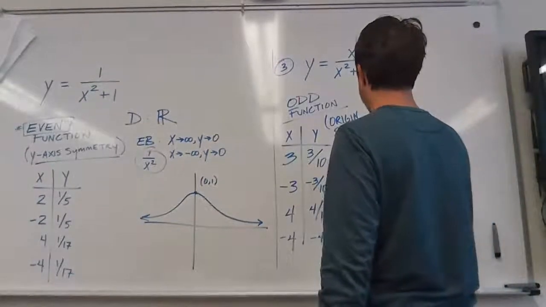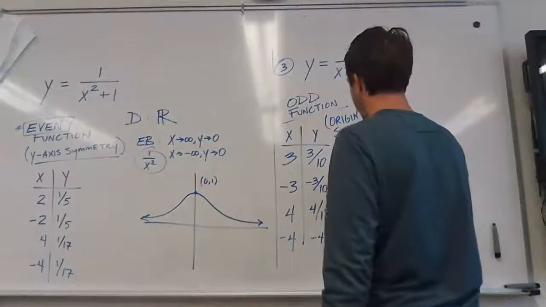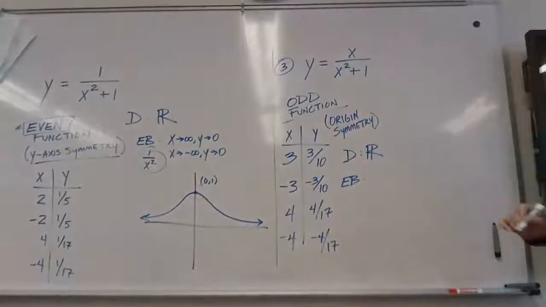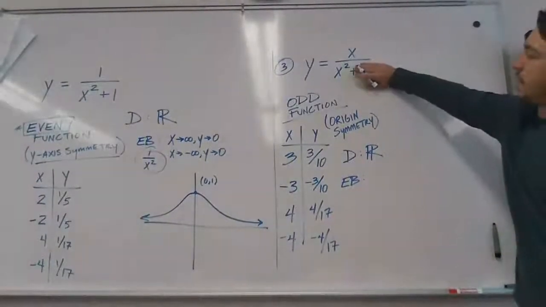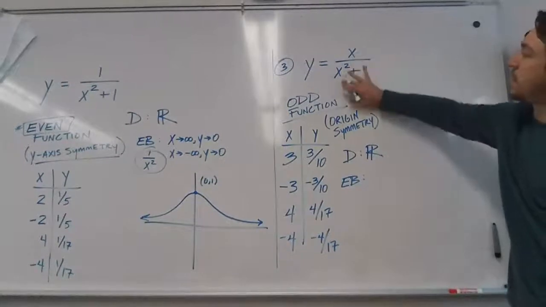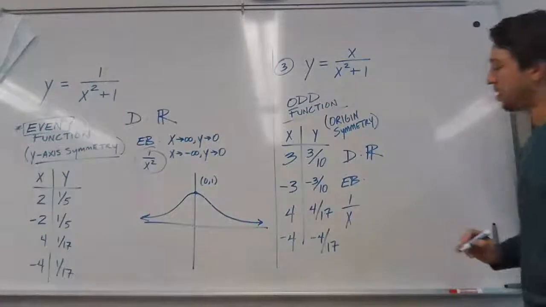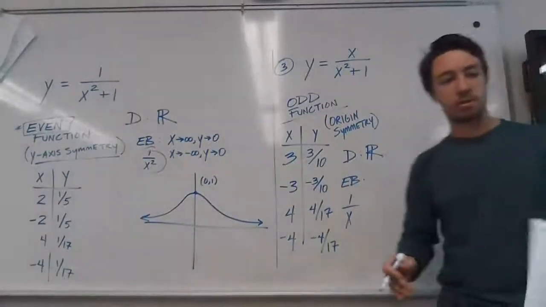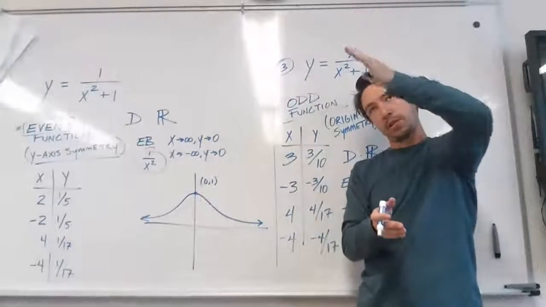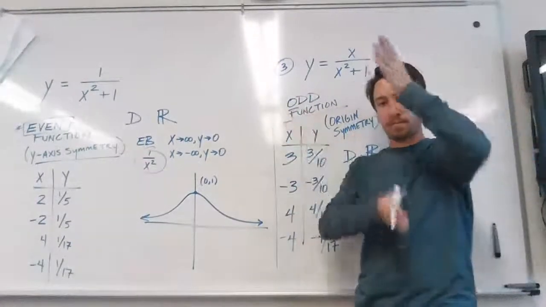Domain. All reals. And end behavior. Well, if I cover up the non-dominant term, what do I have left over? x over x squared, which is like 1 over x. So the end behavior is going to be similar to that famous parent function: it'll be approaching 0 from the top on the right, and approaching 0 from the bottom on the left.